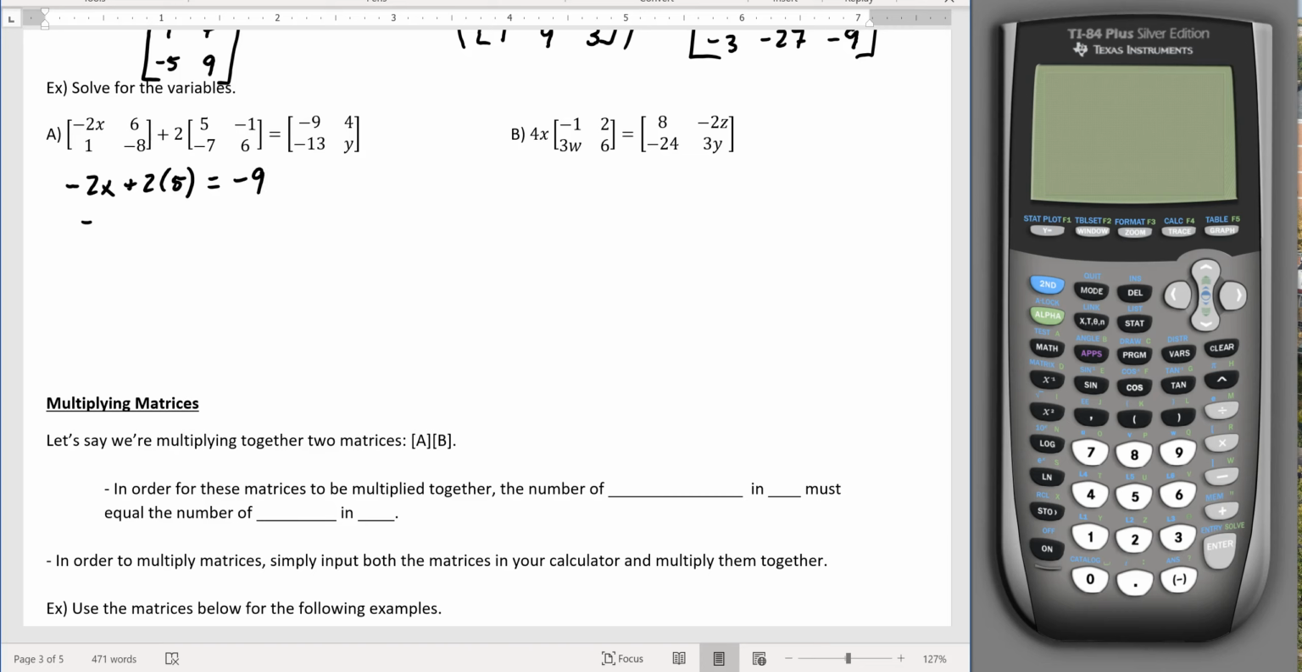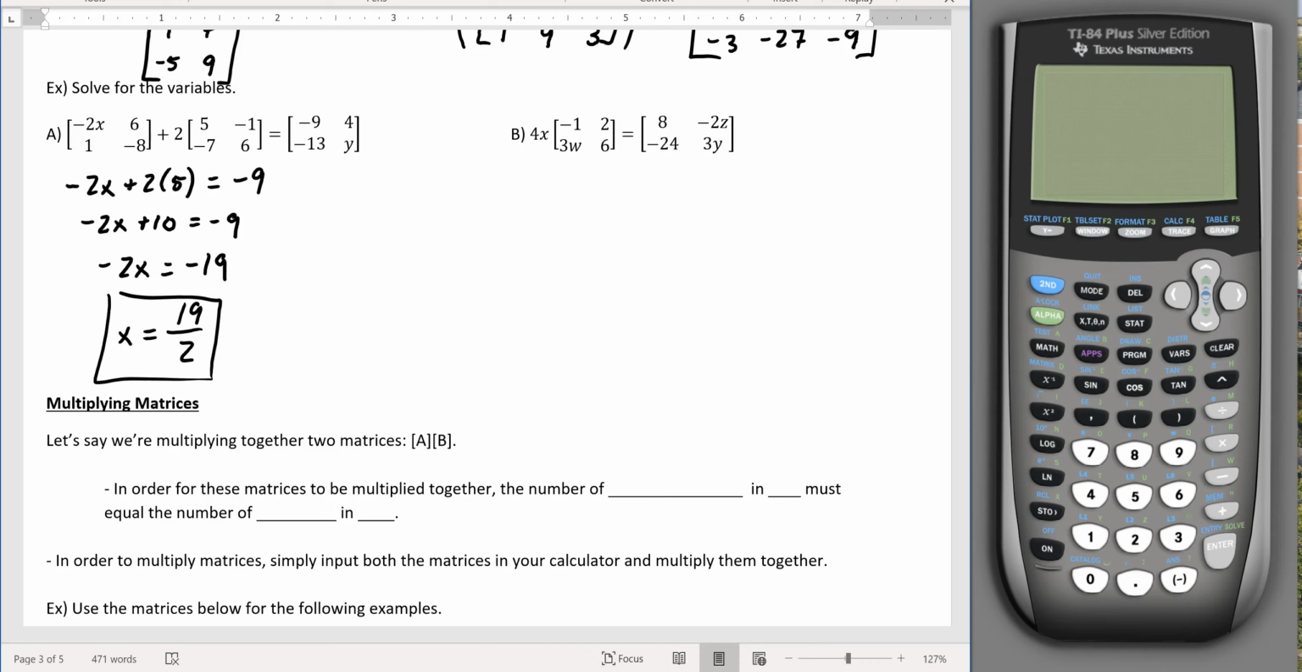All right, so that means negative 2x plus 10 is negative 9. Subtract 10, negative 2x would be negative 19. So x will equal 19 halves. And that's our value for x.